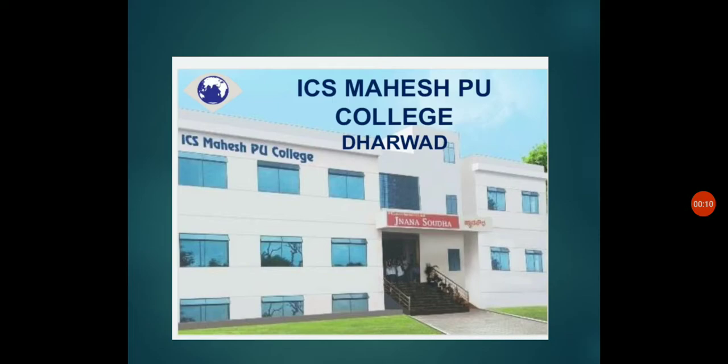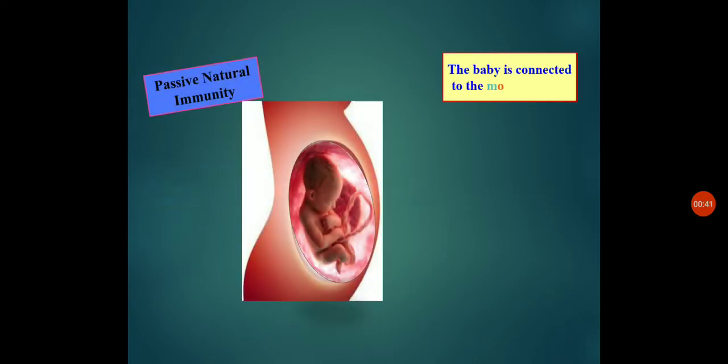In the last session, we had studied about humoral immunity, in that active immunity, that is natural active immunity and artificial active immunity. The next part, the continuation of this concept, is passive immunity. In that, there are two types, as I told you before, that is natural and also artificial.